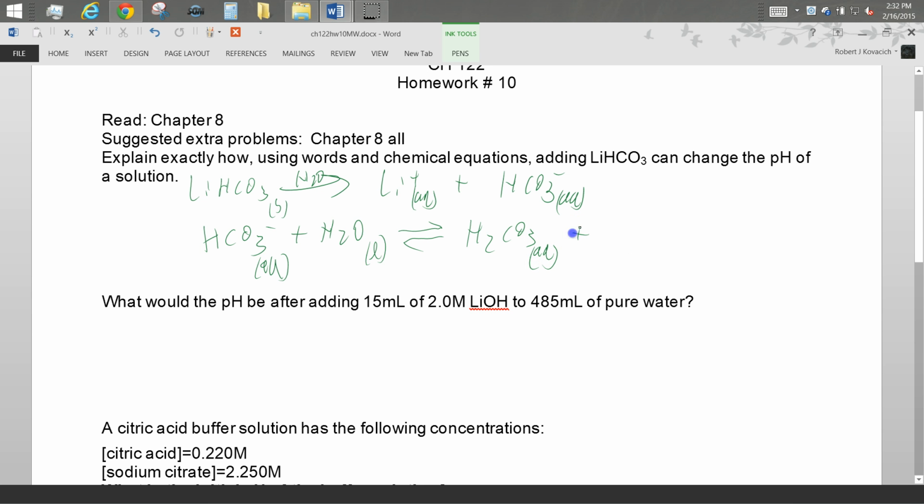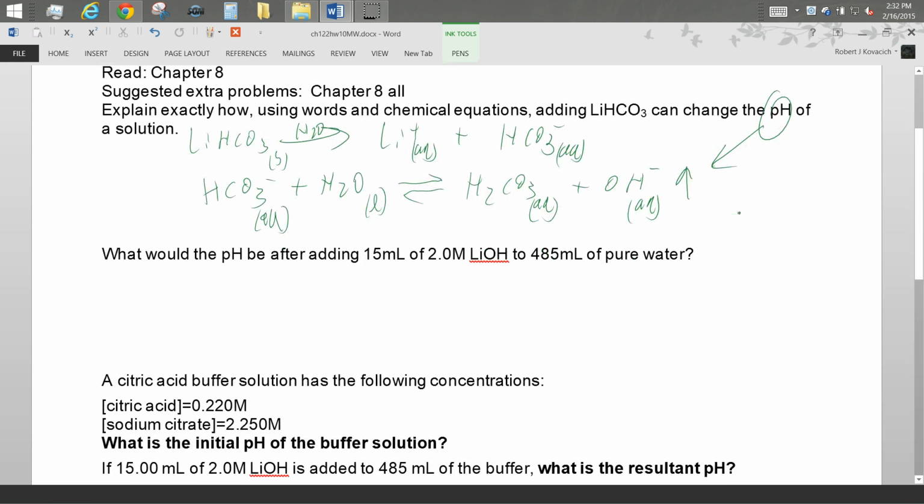So since there are water molecules floating around, the hydrogen carbonate is strong enough to yank an H off of water, leaving an OH. So if you put baking soda in water, what's going to happen to the pH? I know this isn't baking soda, but it's almost baking soda, right? It'll go up. I have more hydroxides, so my pH is going to go up.